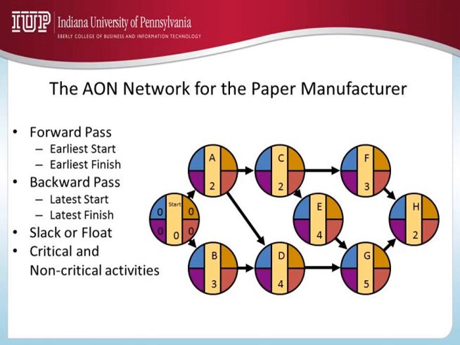Here, the forward pass, I will go this way from start to finish and calculate earliest start, earliest finish. So what does that mean? The earliest that I can start activity A, the earliest that I can start C, the earliest that I can finish F, the earliest I can finish B. Is that something useful as a project manager? Absolutely.